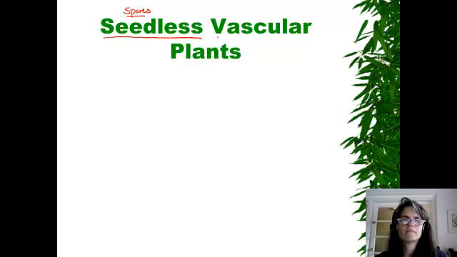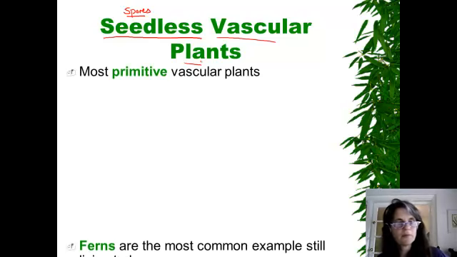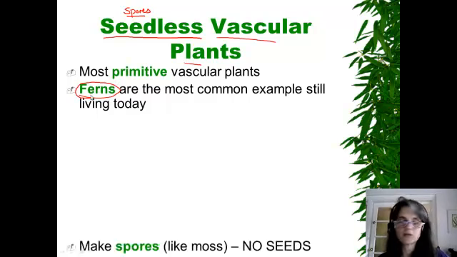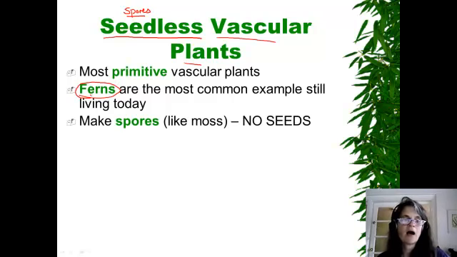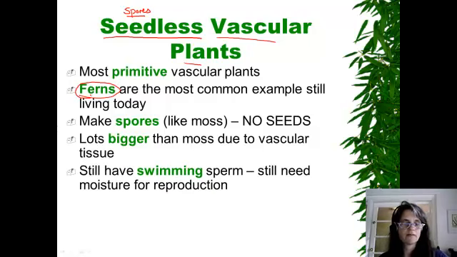But they do have vascular tissue, which means they're going to be able to do something that the moss couldn't do, and that means they're going to be able to get big. So these are the most primitive vascular plants, the most ancient ones. Ferns are the best example we have alive today. They're not the only example, but they are the most common and most recognized. They make spores like the moss did with no seeds, but again, they are lots bigger than moss due to that vascular tissue. Like the moss and the algae before them, they still have swimming sperm.